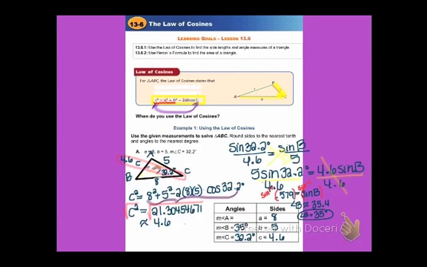And so now to find the missing angle, I can take 180 degrees and subtract the two angles that I know, which are 35 and 32.2, and I get 112.8 degrees. So let's turn the page and take a look at how we might use the law of cosines instead of the law of sines to find angles.